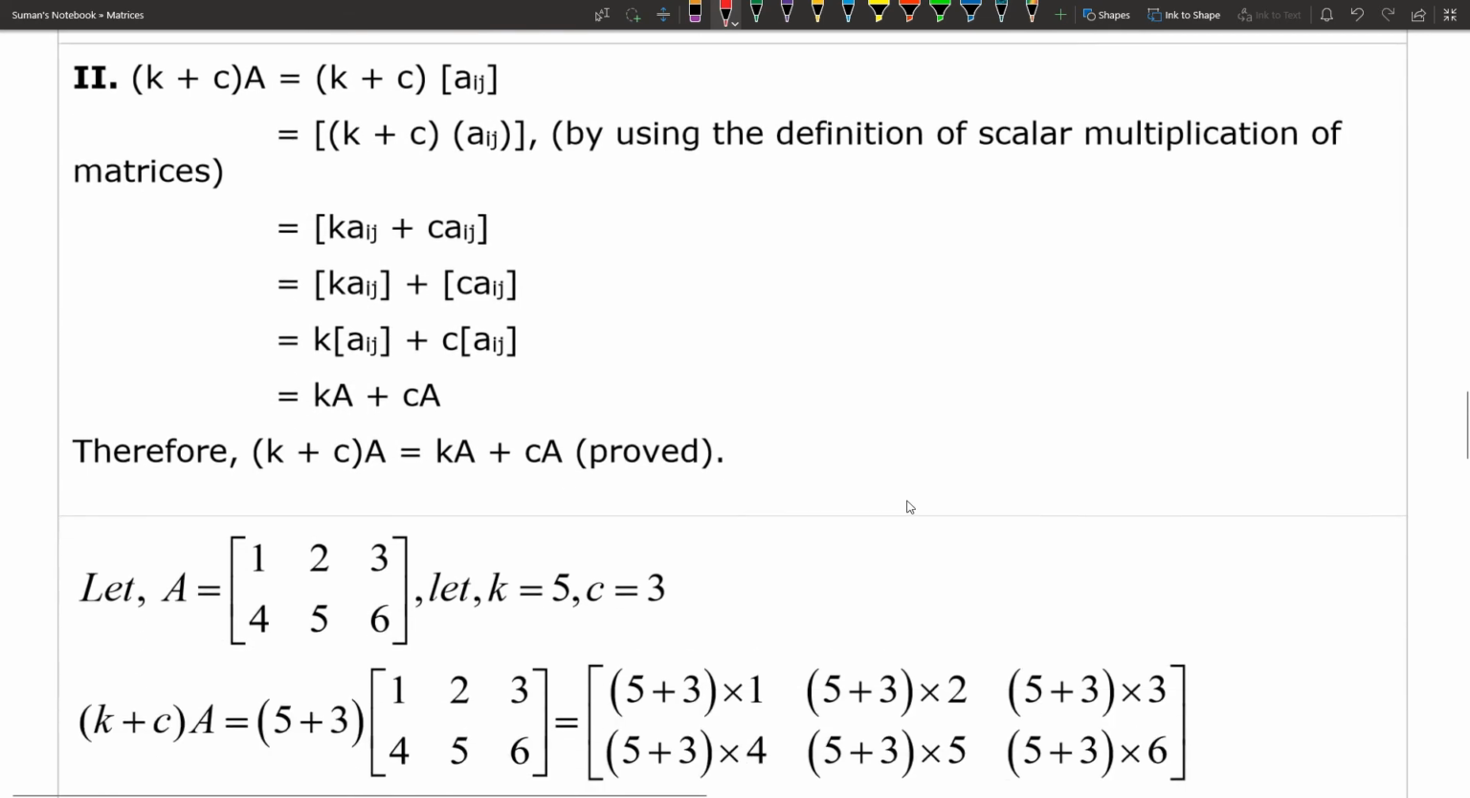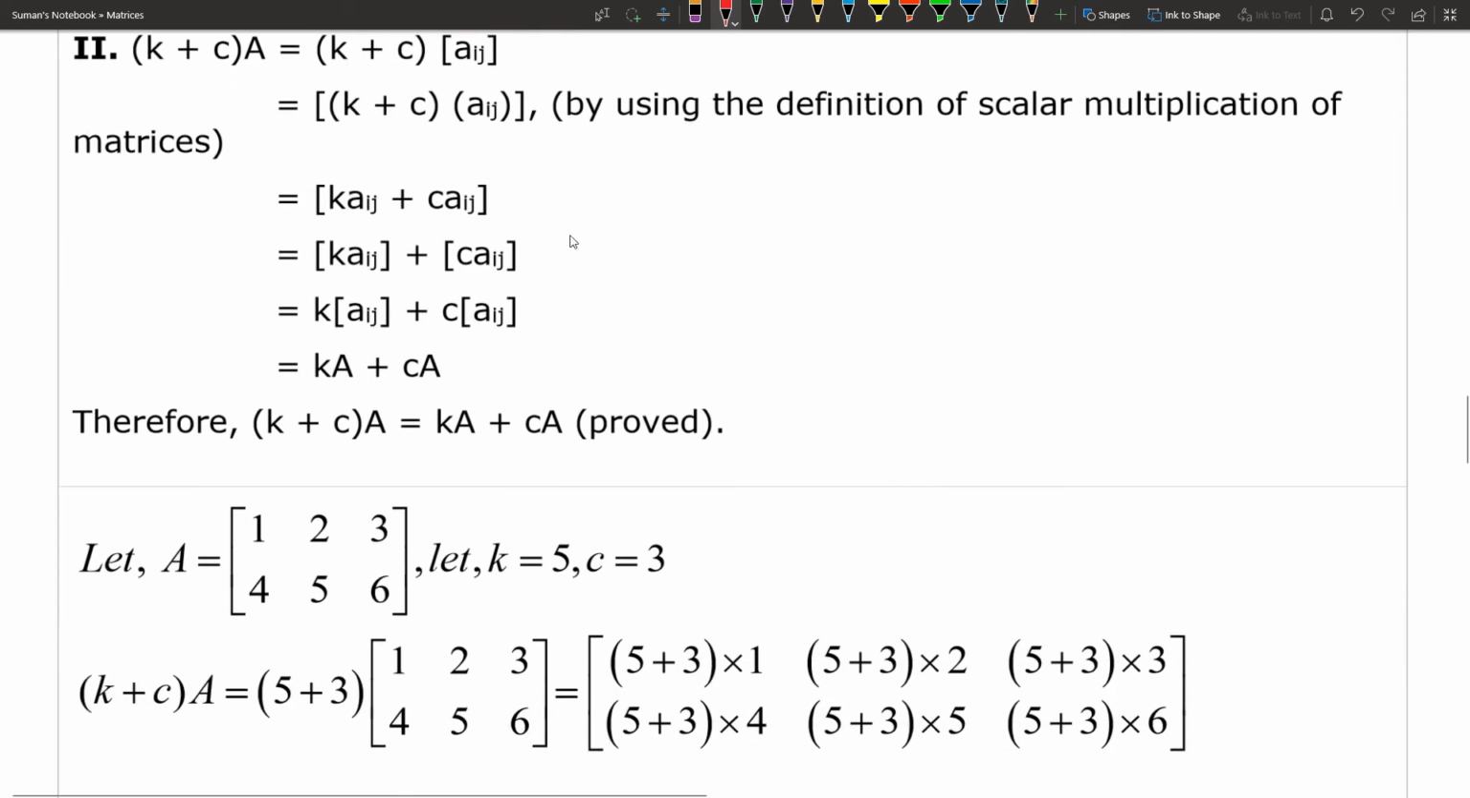Now the second property is like that. At first we add the two scalars and then multiply the sum with a matrix A. So (k plus c) into Aij. So (k plus c) into Aij, by using the definition of scalar multiplication of matrices.